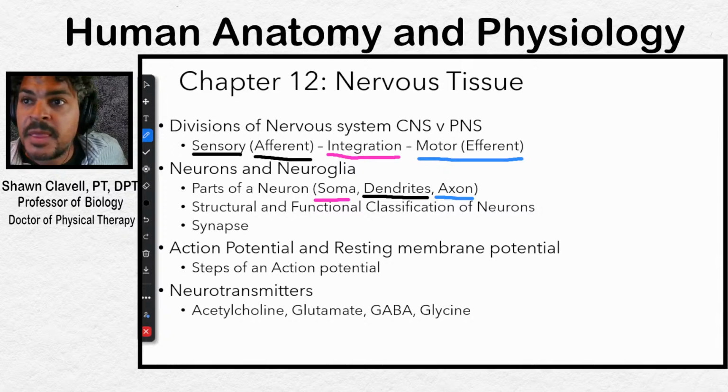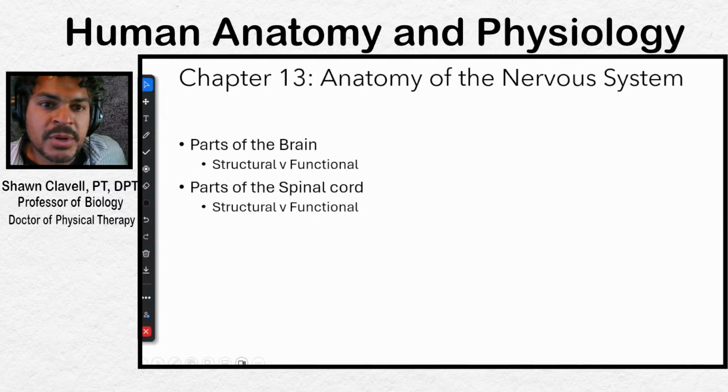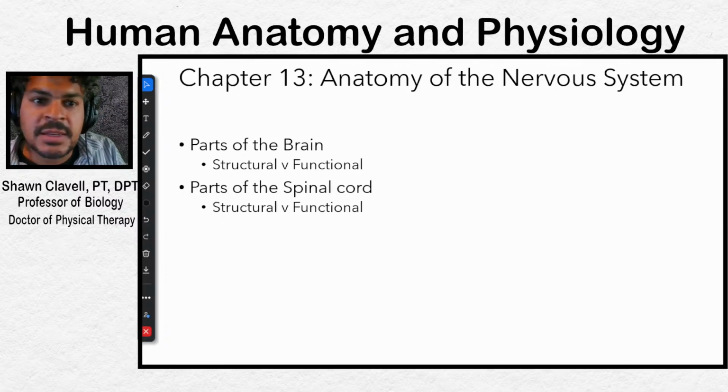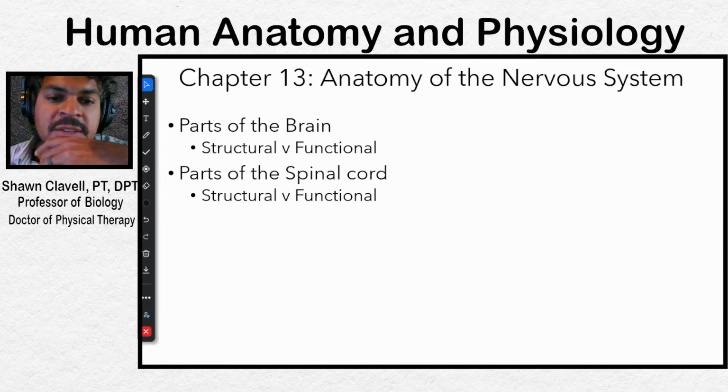So there it is, the sections of chapter 12, and then chapter 13 is a big one here. We're really going to focus this on more of the anatomical structures. So here we're going to be talking about really the parts of the brain, the parts of the spinal cord. And as you can see here, it's delineated as to not only the structural part, but also the functional component as well. So you may be asking, what does that mean, the structural versus the functional? And so we'll talk about that here.